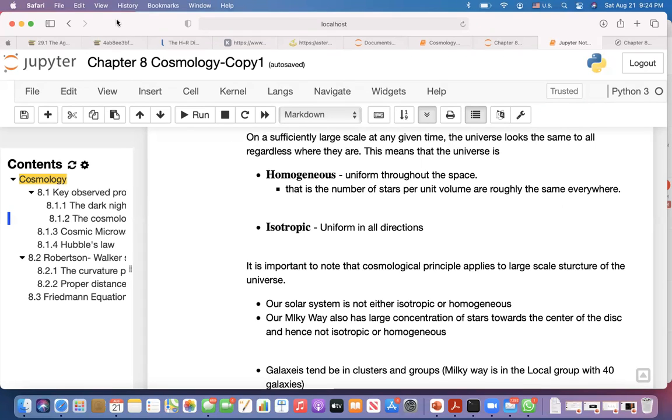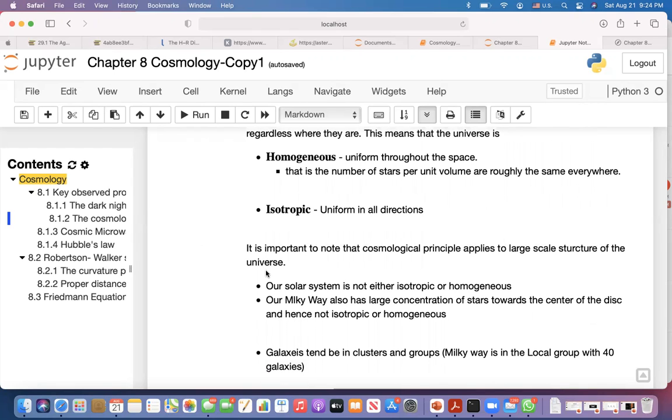Because you know that the sun has a specific location and there are planets going around it, so it is not uniform throughout the space, or does not look the same in all directions, right? The solar system is different, right? Because of that, we cannot say that our solar system is isotropic or homogeneous. That is wrong, right? So that's why I have mentioned here, our solar system is neither isotropic nor homogeneous. So that is one thing.